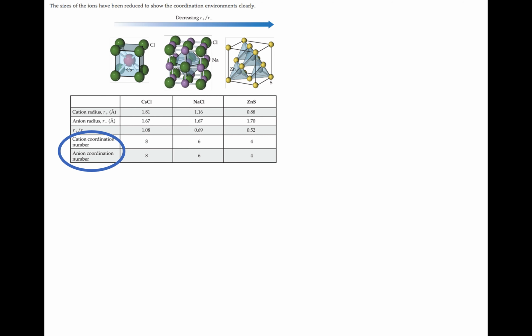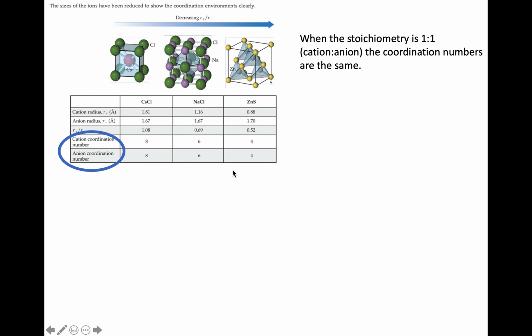So the first feature I take away is it's describing the coordination number for the cation and the coordination number for the anion. Coordination number, that's how many immediate neighbors it has. So the cation in sodium chloride, it has 6 immediate anion neighbors. The anion, it also has 6 immediate closest cation neighbors. So one thing that I take away from this is when the stoichiometry is 1-to-1, the cation to anion ratio in the empirical formula, the coordination numbers are going to be the same.